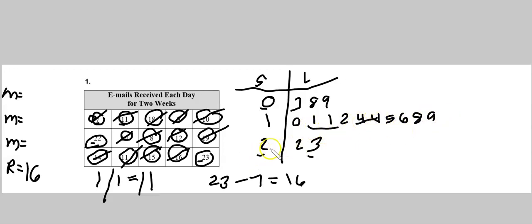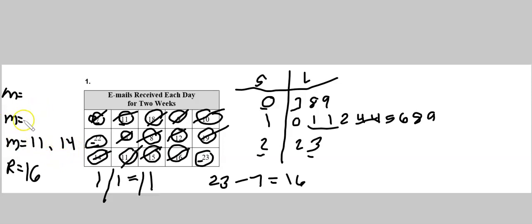And then I go over here to the stem of 2, and I see a leaf of 2 and a leaf of 3. So nothing here repeats itself. So I actually have two modes. I have 11 and I have 14 because those are the two numbers that are represented the most and the same amount of times. So my mode is 11 and 14.